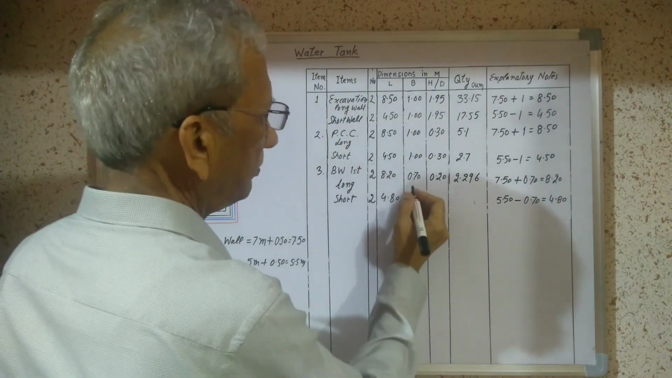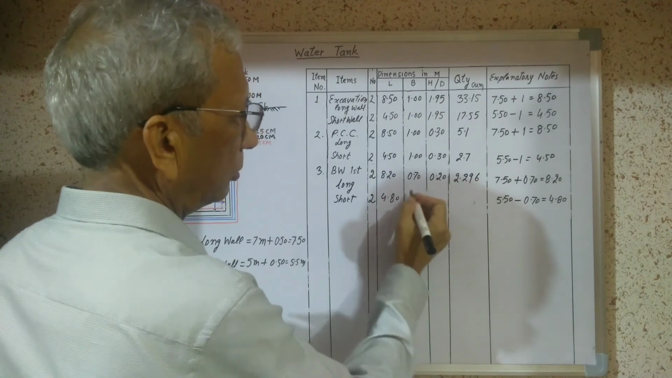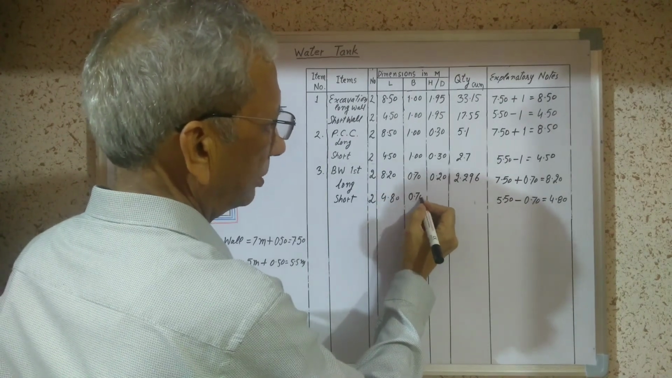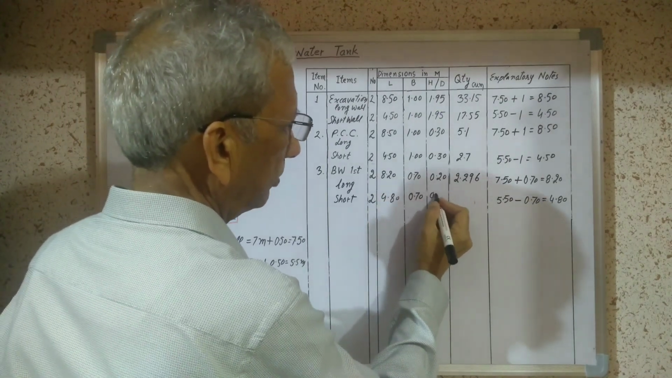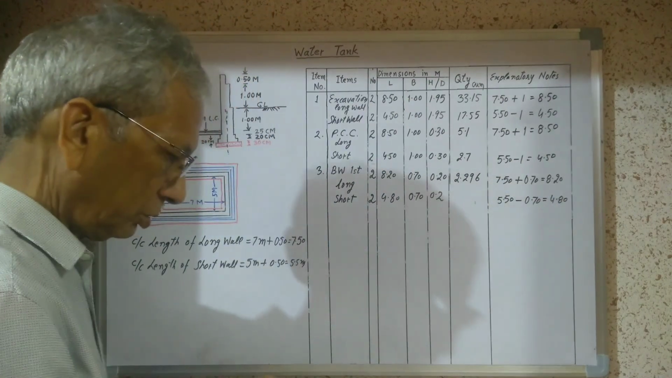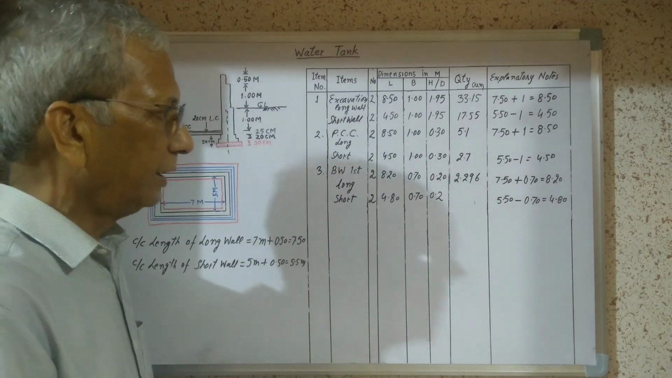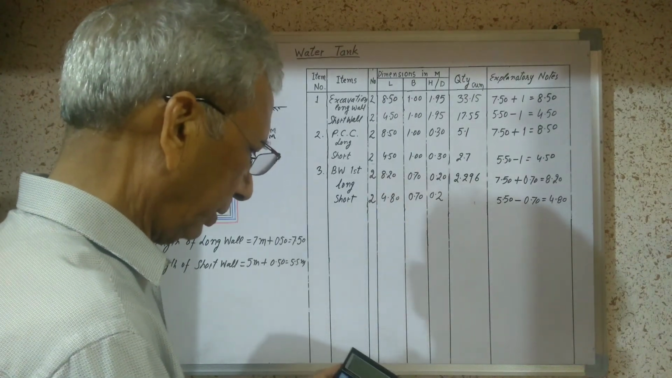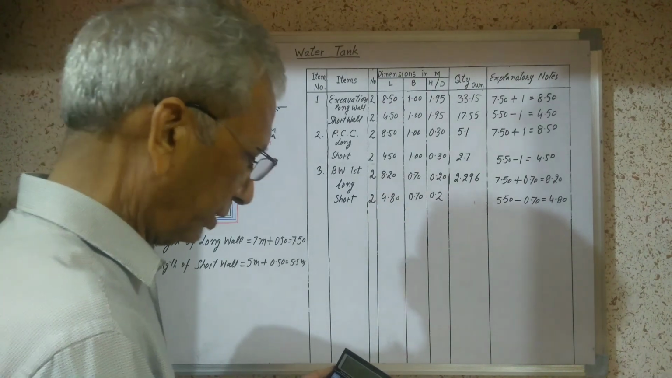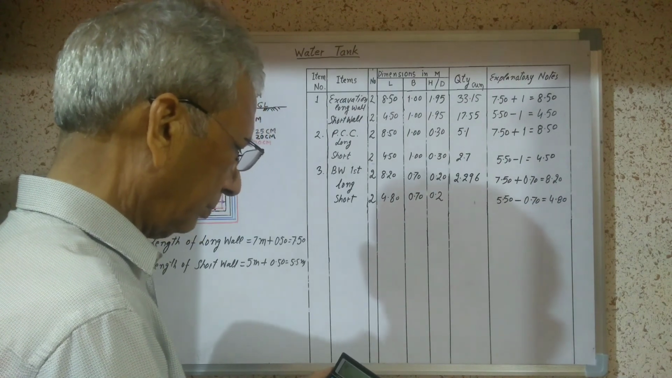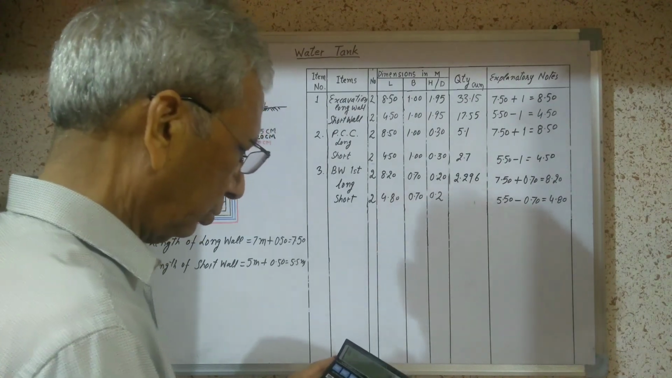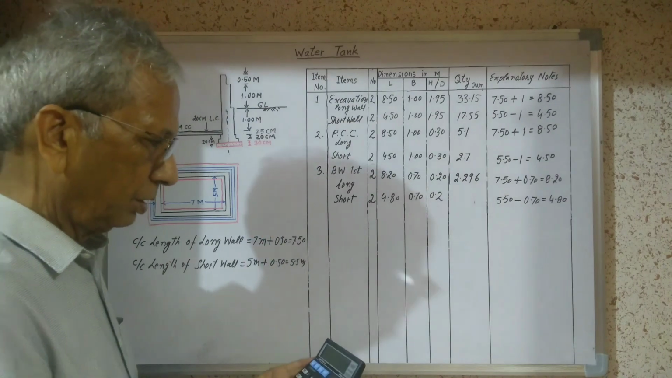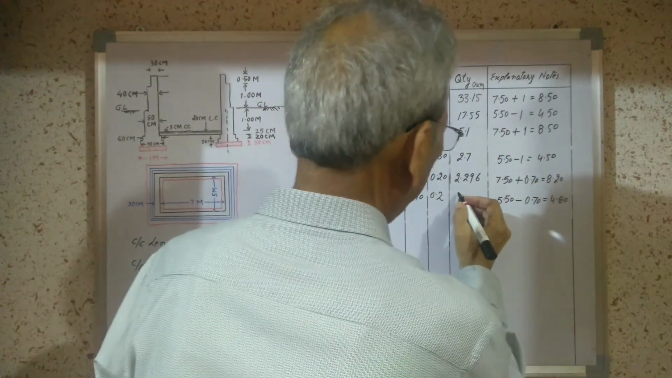Width remains the same as we have taken in the long wall, 0.7. Depth will be the same, 0.2. Now we will do the calculation. 2 number of short wall multiplied by 4.8, multiplied by 0.7 and multiplied by 0.2. The result is 1.344.